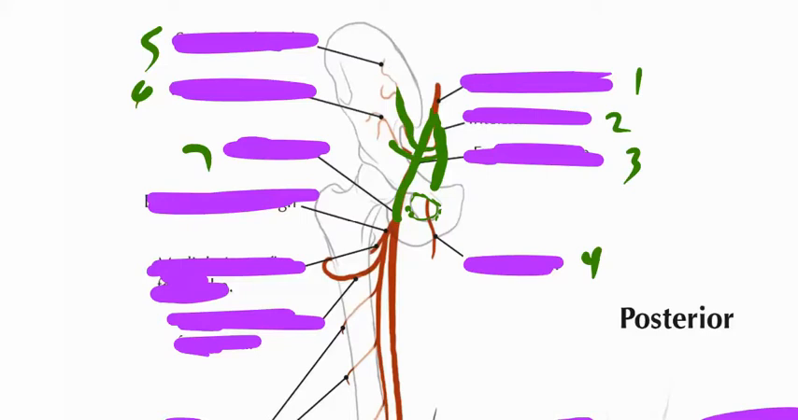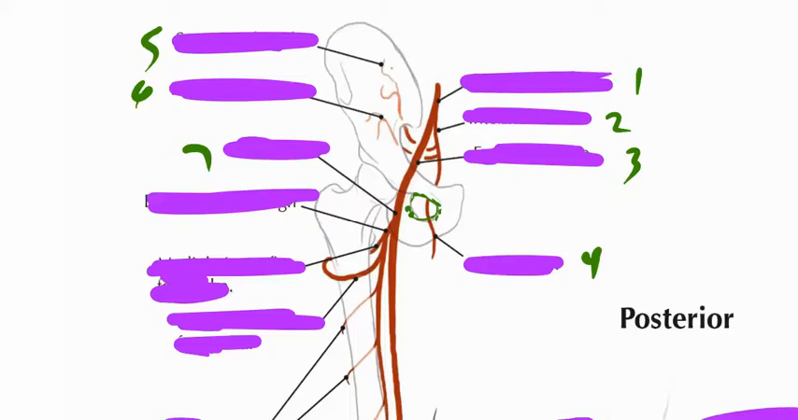You guys, don't worry if you get it wrong. We're just trying to see if we can have it memorized. Okay, Dahlia was 2. 2 is the internal iliac. Brandon, what's 1? Common iliac artery. Pablo was 3. So 2 is internal, 3 is the external.